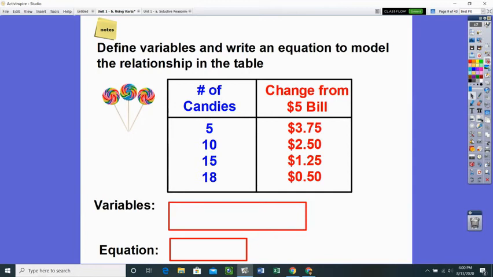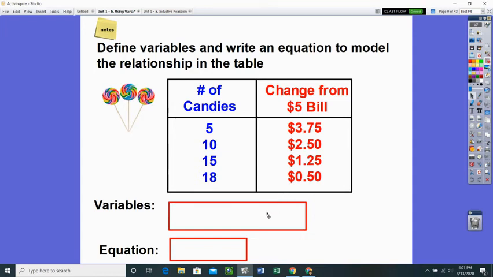So one more example here. Let's define variables and write an equation to model the relationship in the table. This time, this is the number of candies, and this is the change from a $5 bill. You need to define variables, and you need to write an equation that will model this relationship. So pause the video and see if you can come up with it. Okay, let's see what you did.